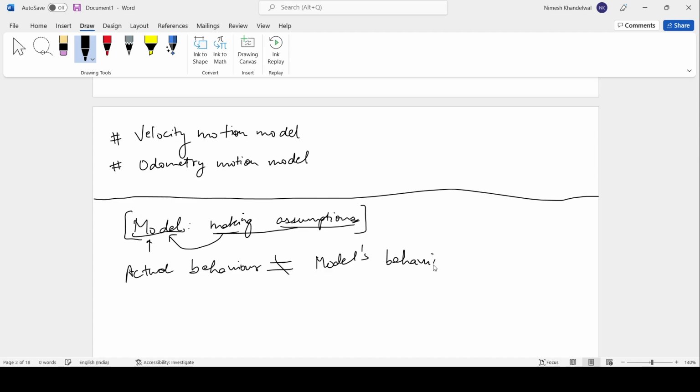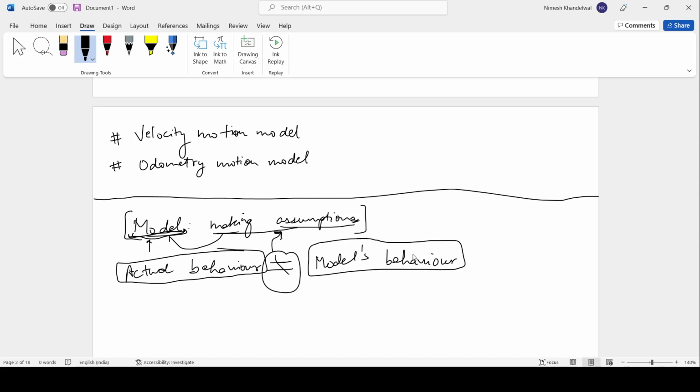Why will it not be the same? Because you have made some assumptions. You have simplified the problem, and by the fact that you have simplified the problem, you have changed the system slightly. So this is the reason why the actual behavior will never be the same as the model that you make.